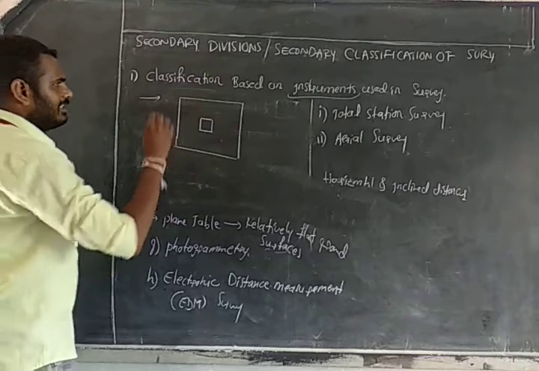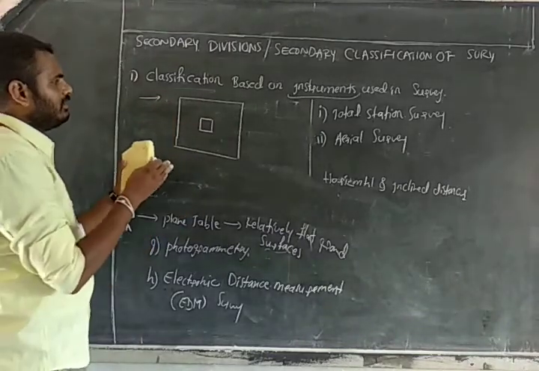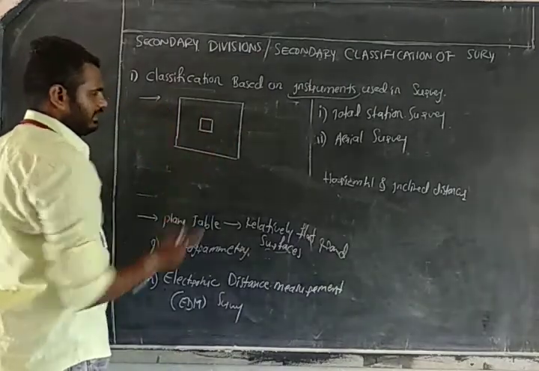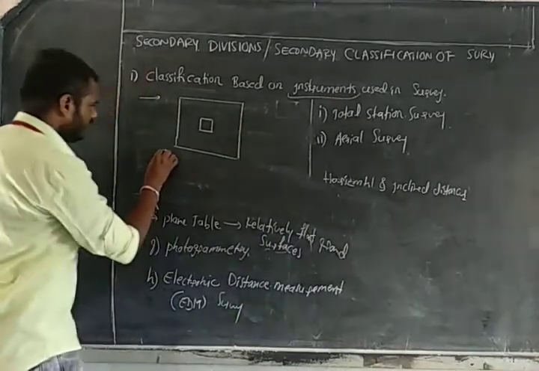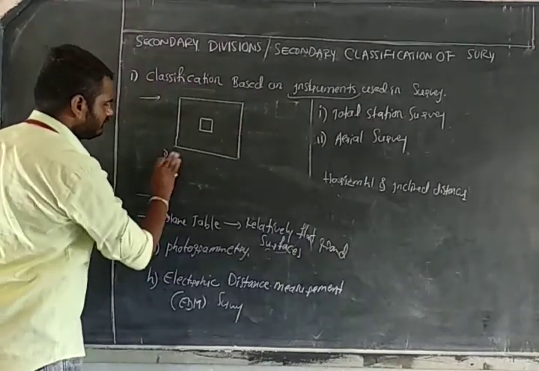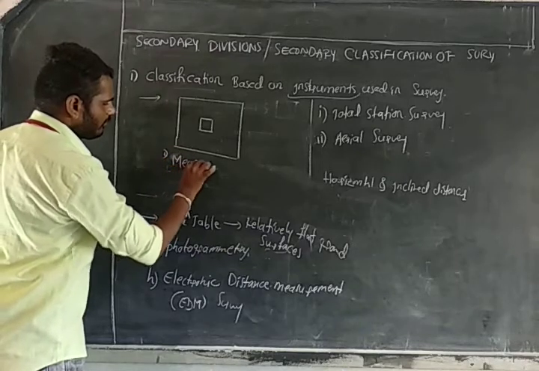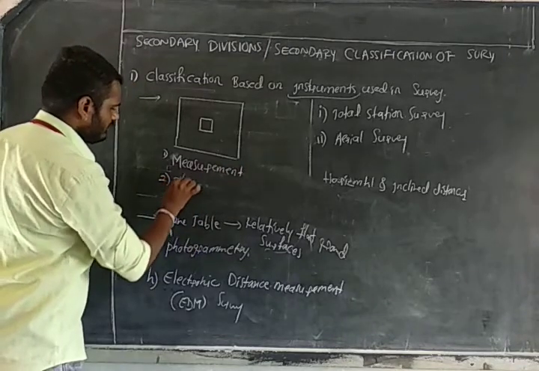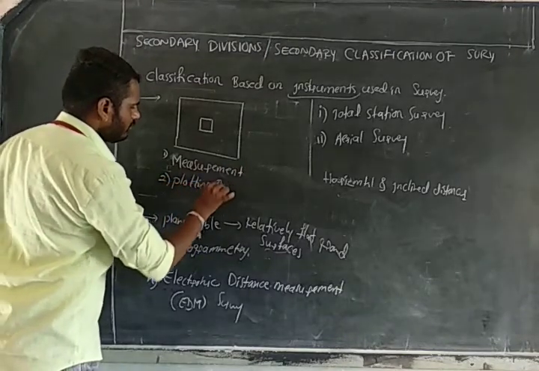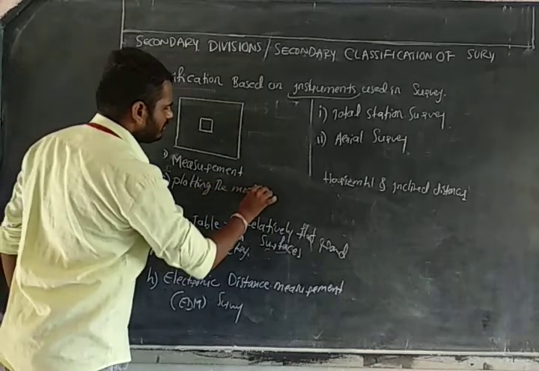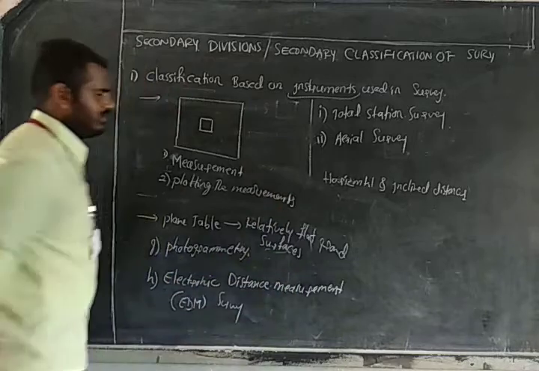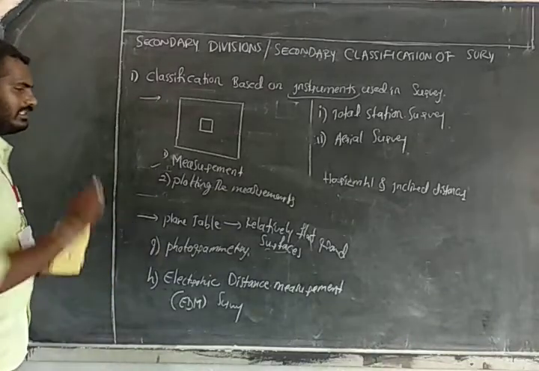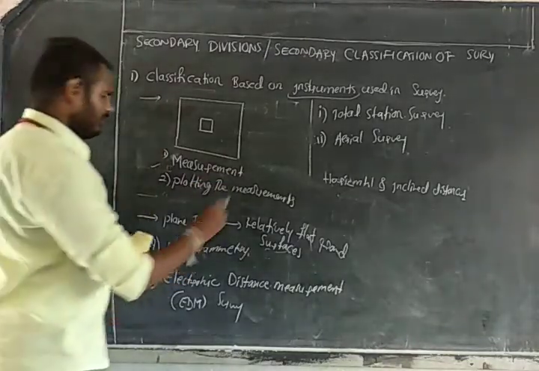Both measurements and interpreting the measurements in a particular paper or sheet can be done at a time. Here, two things can be done at a time. First thing is measurement, and second one is plotting the measurements in a drawing sheet. So that is why this is really very advanced one, especially applicable for relatively flat grounds only.